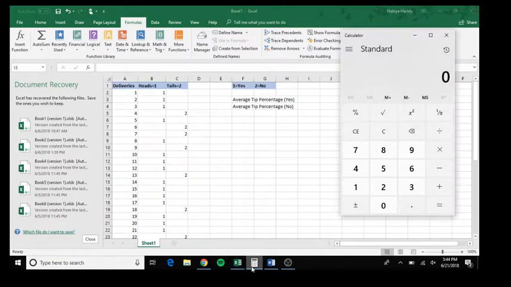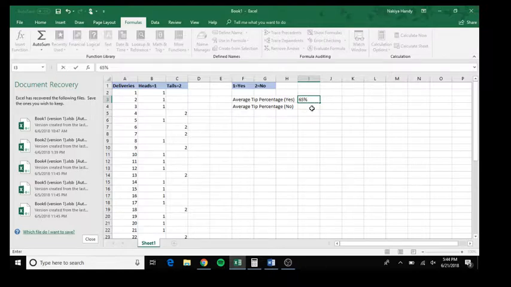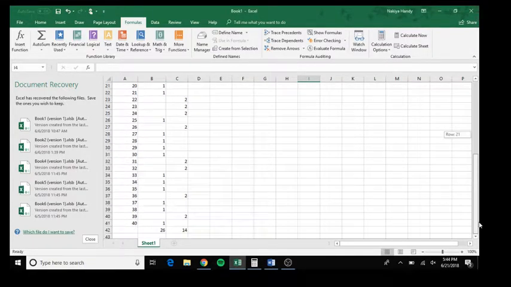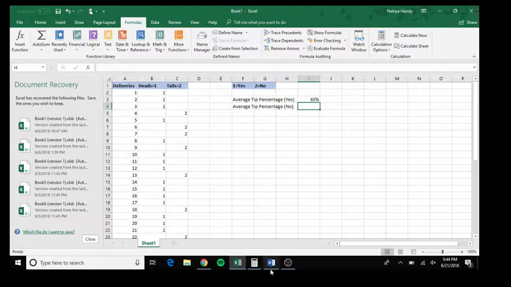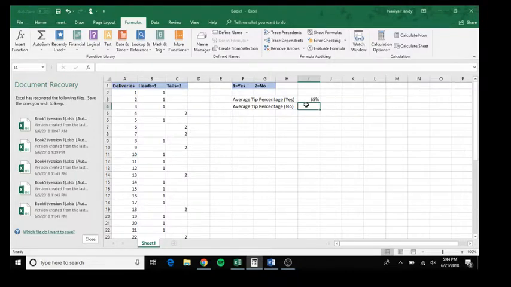So I'm going to grab my calculator and do 26 divided by 40, and that's going to give me 65% for the average tip percentage for yes. And I'm going to do the average for tails, and the sum of that is 14. So I'm going to do 14 divided by 40, and that gives me 35%.